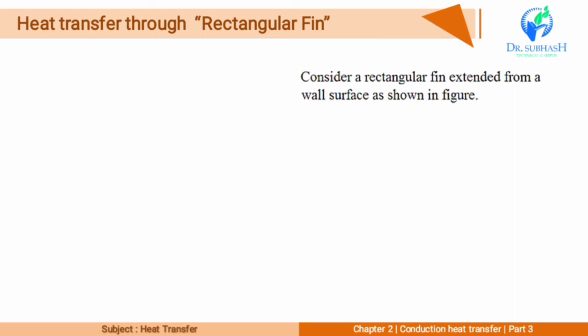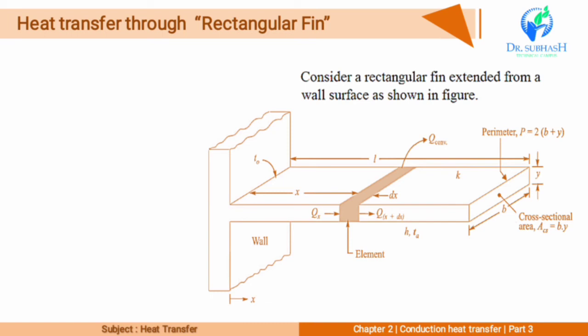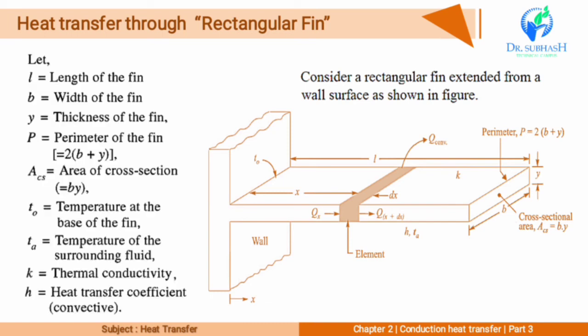Consider a rectangular fin extended from a wall surface as shown in the figure. Let L be the length of the fin, B the width of the fin, Y the thickness of the fin, P the perimeter of the fin, equal to 2 into B plus Y, Acs the area of cross section, equal to B into Y, T0 the temperature at the base of the fin, and T infinity the air temperature, K the thermal conductivity, and h the convective heat transfer coefficient.